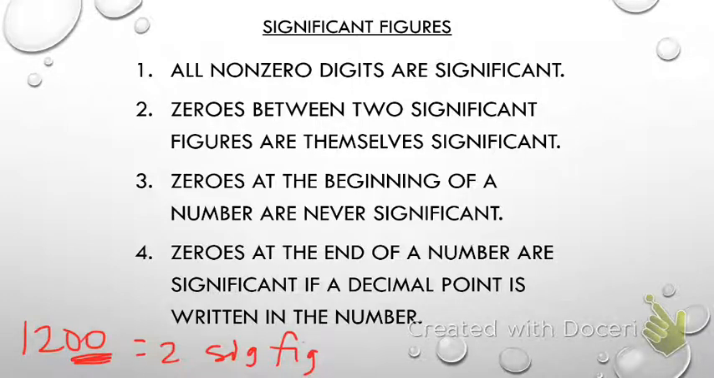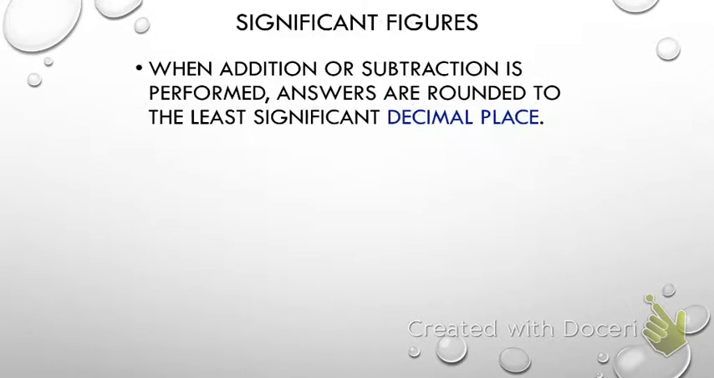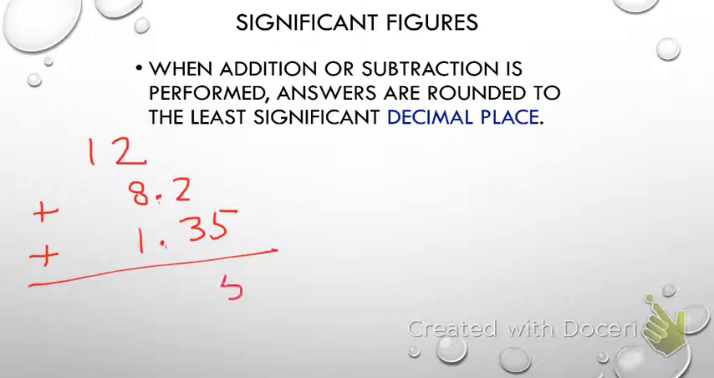So let's start to utilize this in some calculations. Whenever you add or subtract, the answers are rounded to the least significant decimal place. So let me just give an example here. We have 12 plus 8.2 plus 1.35. So we add these all up, 10, 11, carry the 1, 21.55.